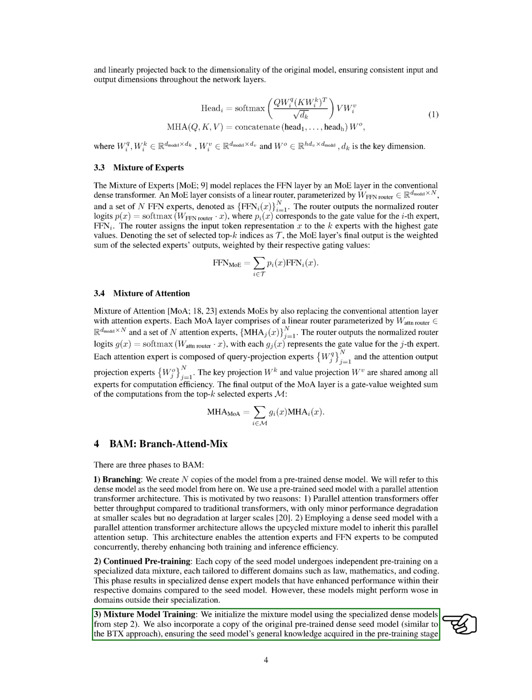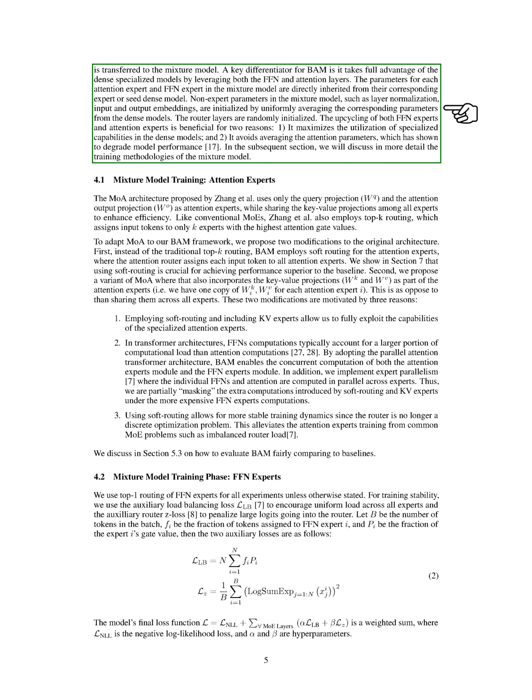In the mixture model training phase, we start with the specialized models from the previous step and also include a copy of the original seed model. This ensures that the general knowledge from the seed model is retained in the mixture model. A key feature of BAM is that it fully utilizes the specialized models by using both the attention and feed-forward layers. The parameters for each expert in the mixture model are taken directly from their corresponding specialized or seed models, while other parameters are averaged from the dense models. The router layers are initialized randomly. This approach maximizes the use of specialized capabilities and avoids the performance issues that can arise from averaging attention parameters.